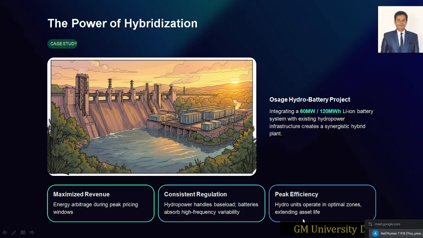Along with that, think about the efficiency. When you think about the efficiency in the hydro units, it will operate in the optimal zones, right? Extending the asset life, right? That is what you have to think about the hydropower plants. Is it a small hydro or like that is what you have to think about the efficiency of the hydropower plants when you operate at the optimal levels.